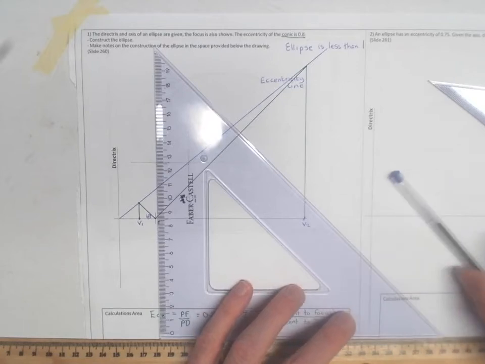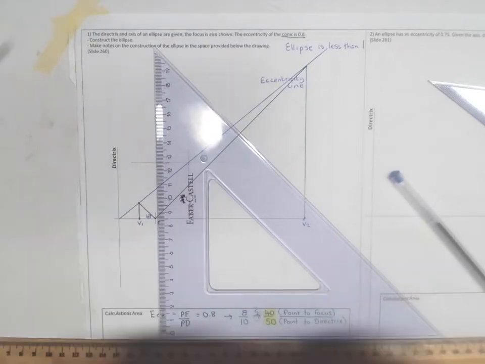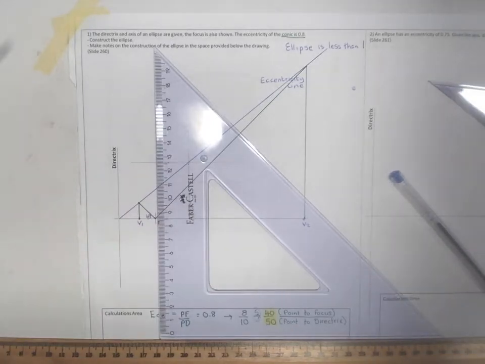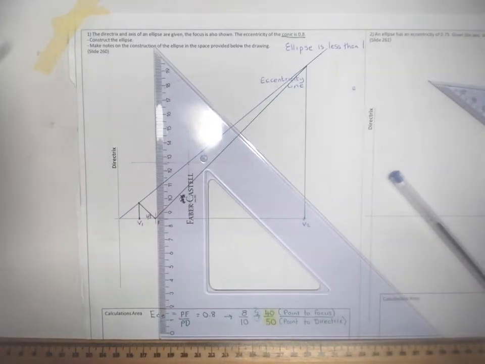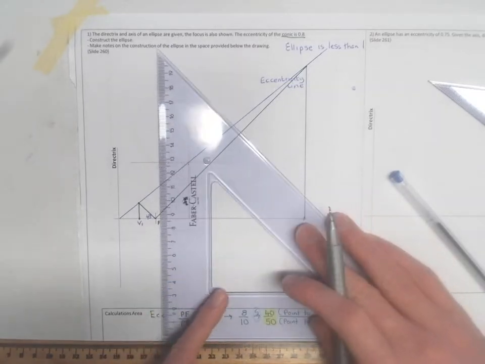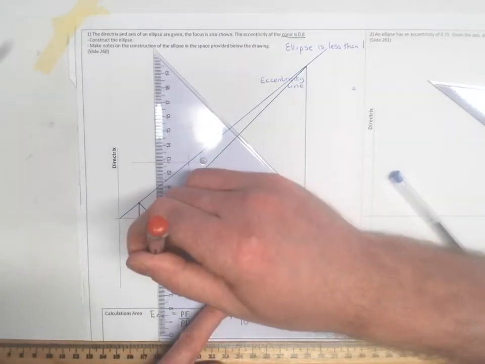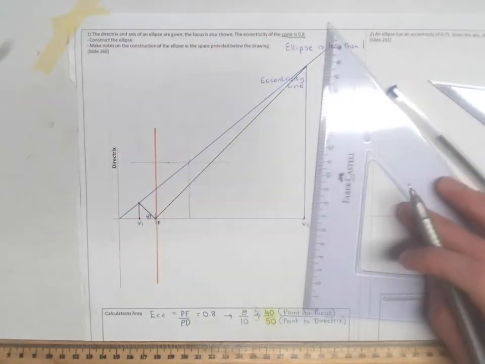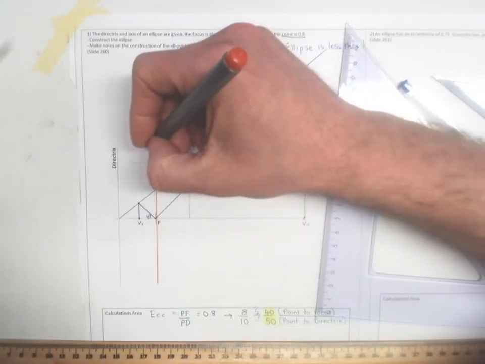If I draw a line, let's use a different color again, I'm going to draw a line straight through the focus. That is your latus rectum.